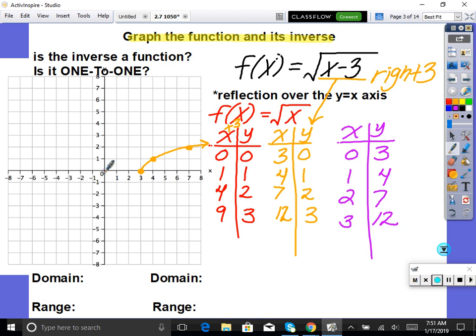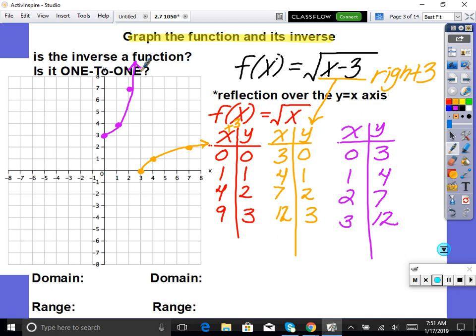So let's graph that. Over 0 up 1, 2, 3, over 1 up 1, 2, 3, 4, over 2 up 1, 2, 3, 4, 5, 6, 7. And that's all that will fit. We've graphed the function and its inverse. Pretty easy, right? Okay, awesome.